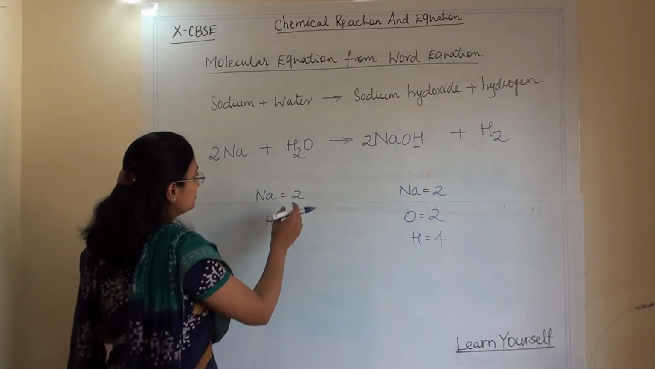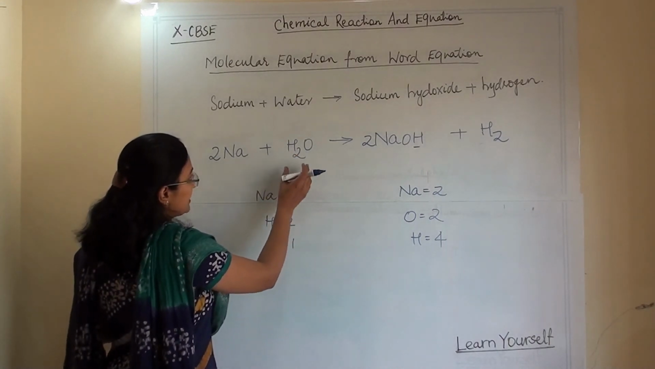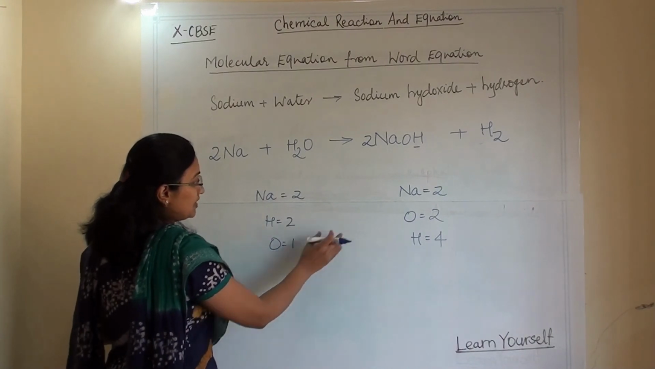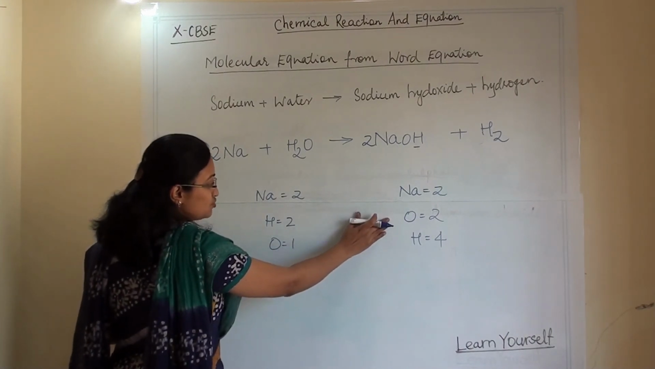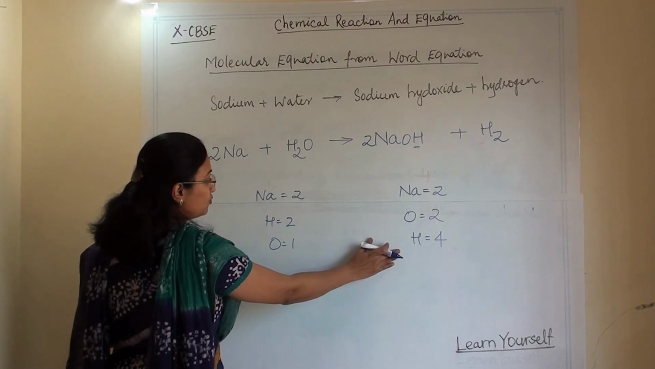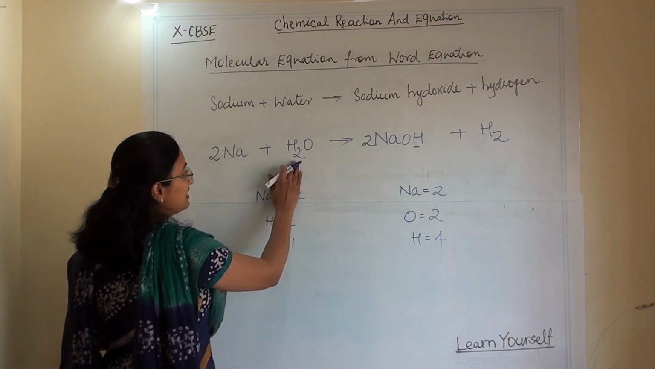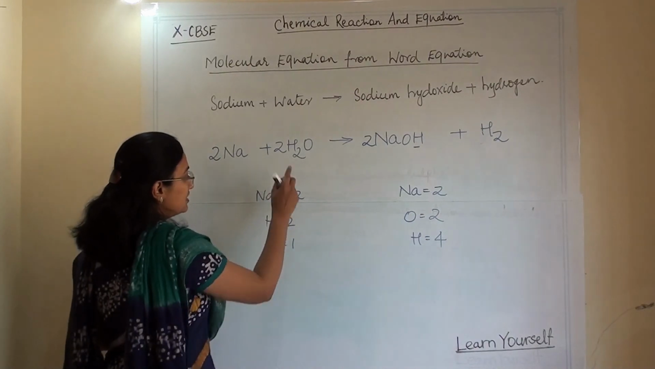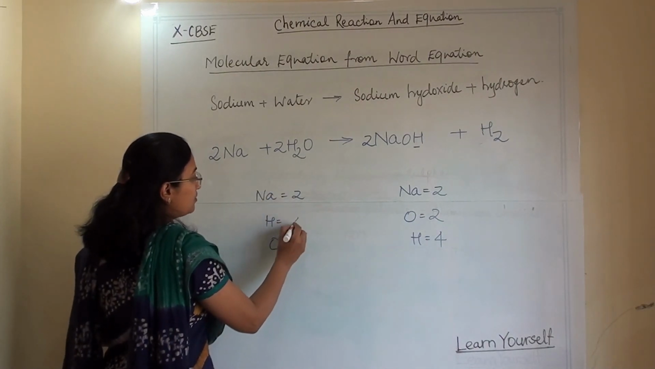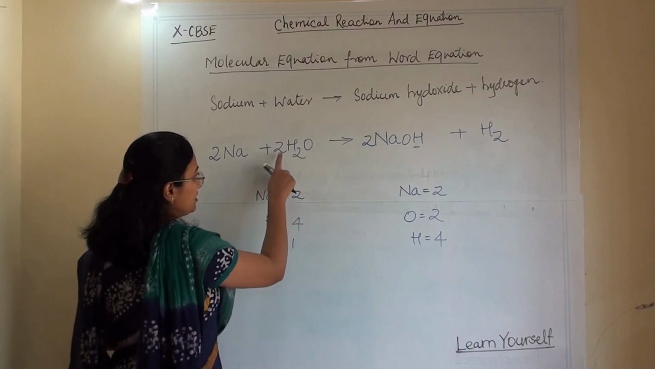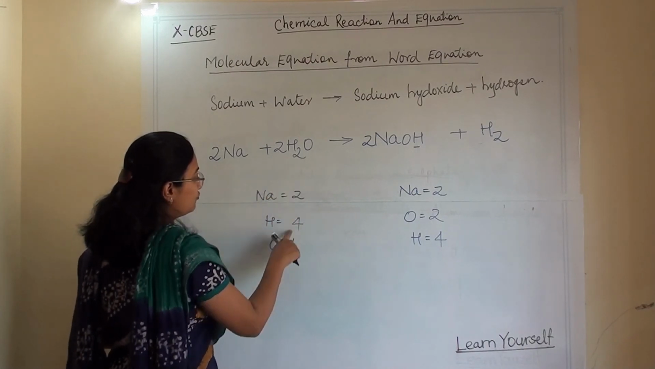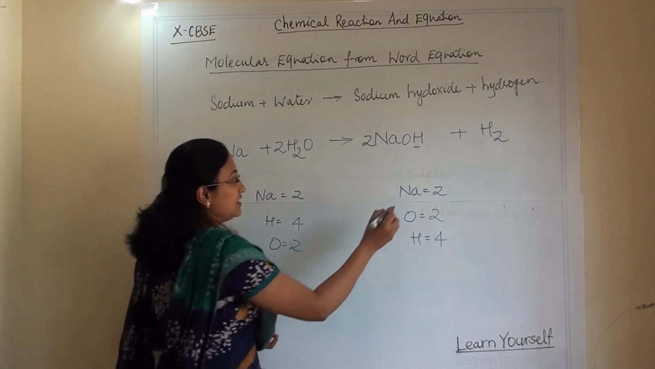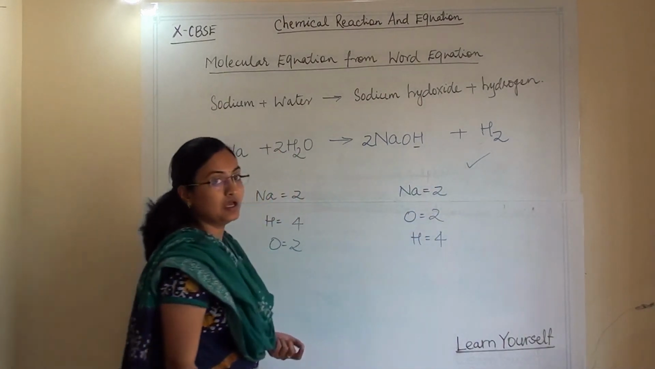Let us come towards the reactant side. Hydrogen is 2 and oxygen is 1, whereas here oxygen is 2 and hydrogen is 4. So we have to double the amount. So when we write 2 here, our amount will be doubled. Hydrogen will become 4, 2 into 2, and oxygen will become 2. So our equation has been balanced.